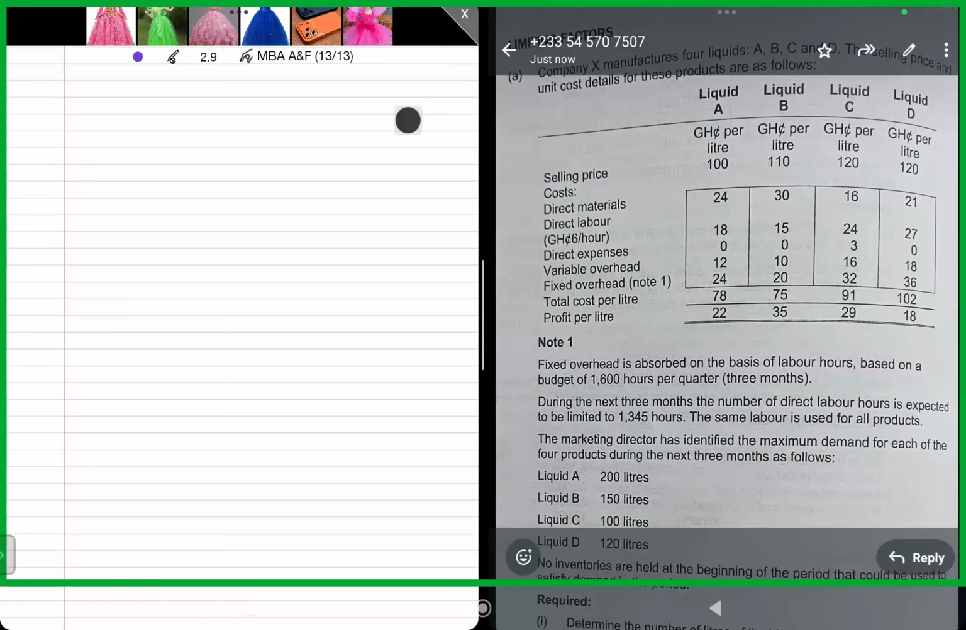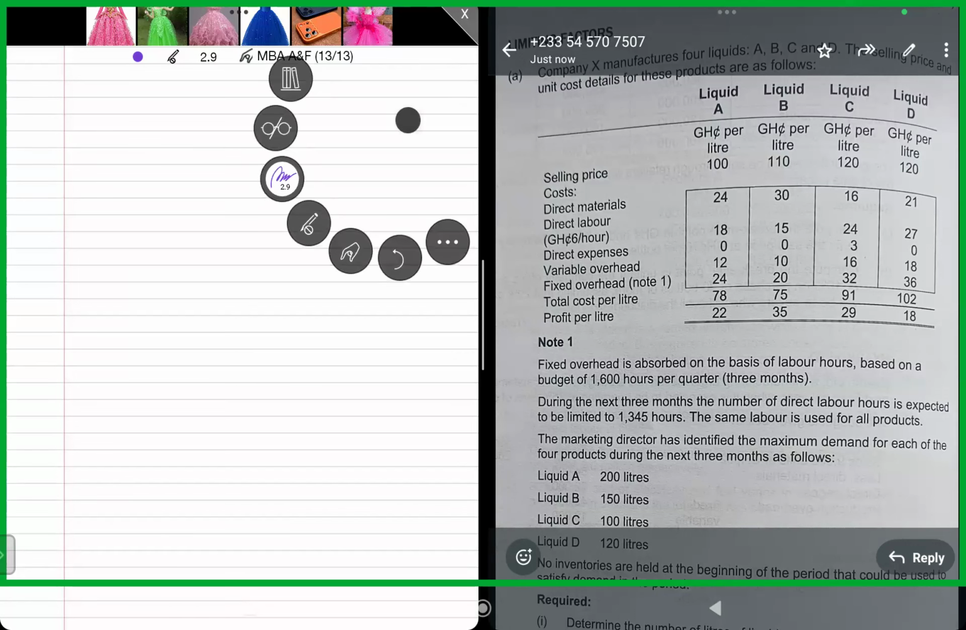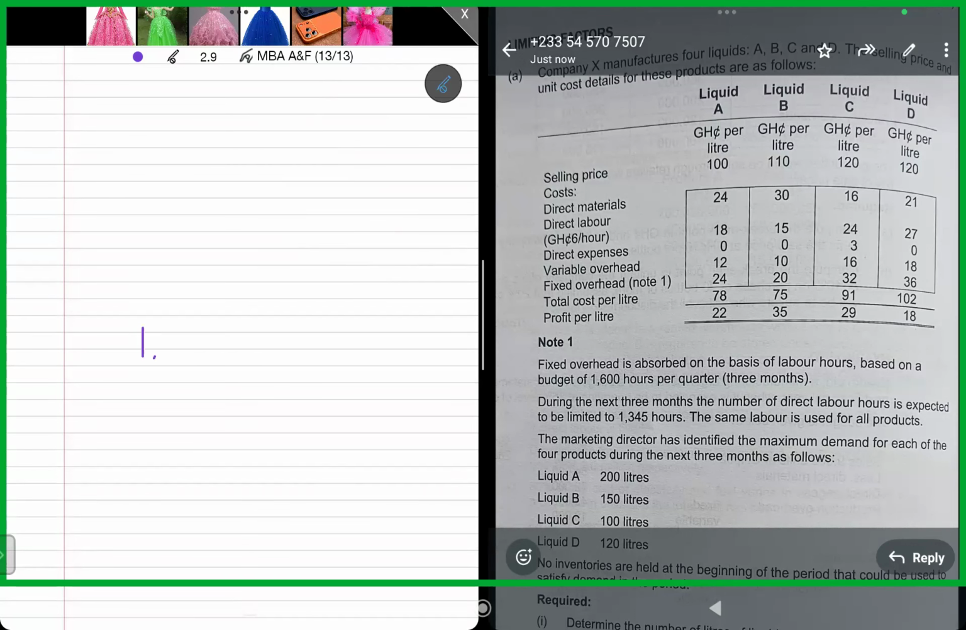What's the next step? So we've worked on step 1, step 2, step 3. What's the next step? The allocation of the limited factors.